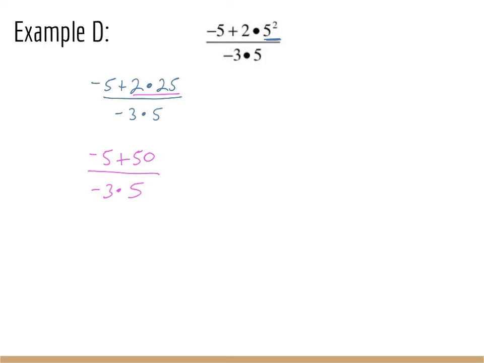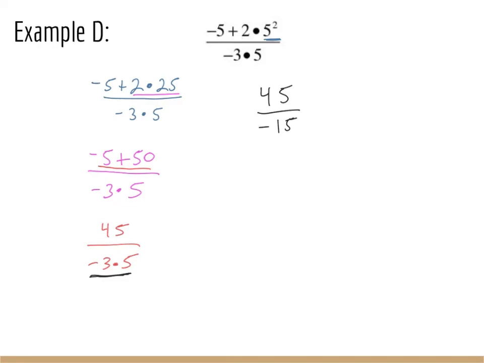Now I'm going to be doing the last step on the top. Negative 5 plus 50 is going to be 45. And again, I'm going to copy everything else down. Negative 3 times 5. So I've done everything on the top now and simplified that to 45. So now I just have to do the bottom of the problem. So I've got negative 3 times 5. So I'm going to have 45 on the top. Negative 3 times 5 is negative 15.